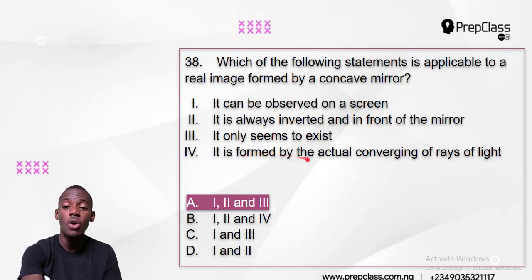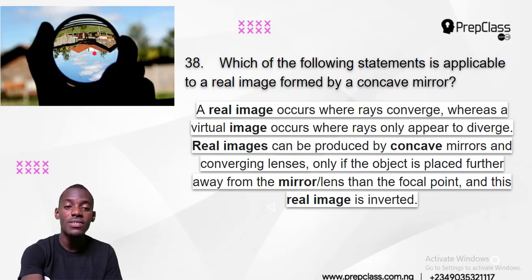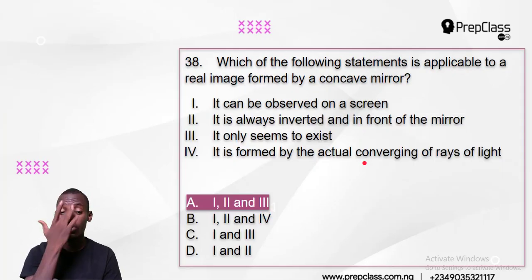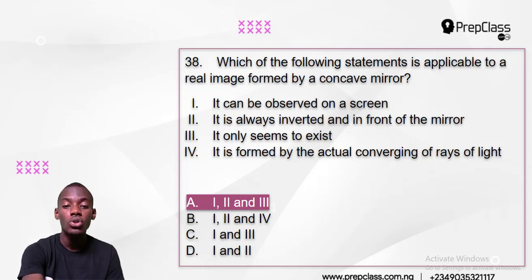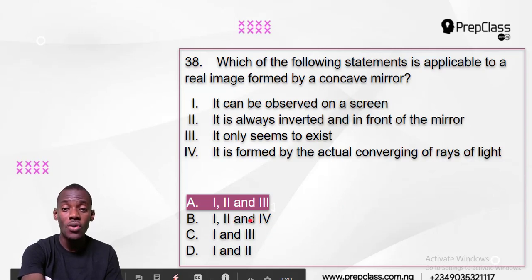Option IV is also correct. It is by the converging of ray, but it only seems to exist. It's not true, because this house here really existed, so it is not true. So the right answer to that question is not as the past question said 1, 2, and 3. The right answer to the question is just 1, 2, and 4, and that means option B, the correct answer.